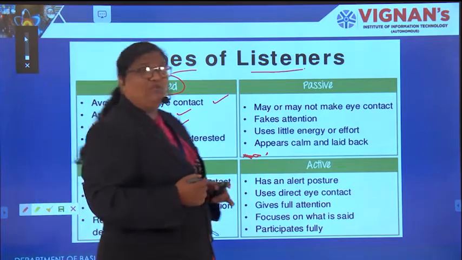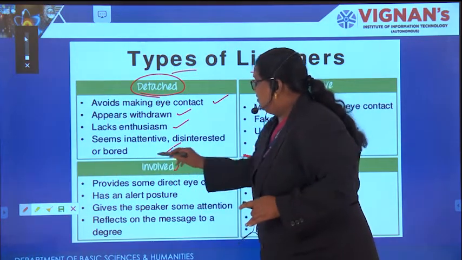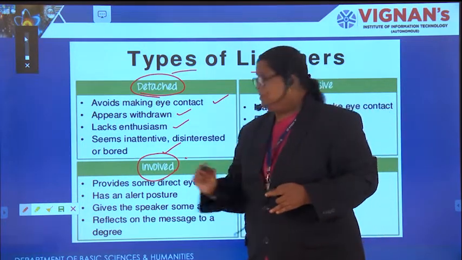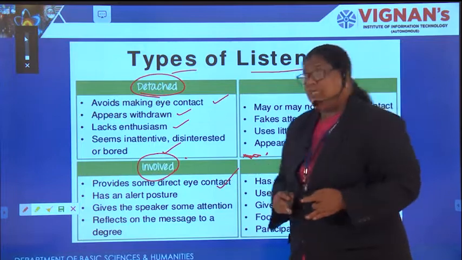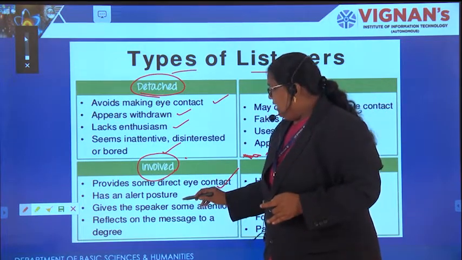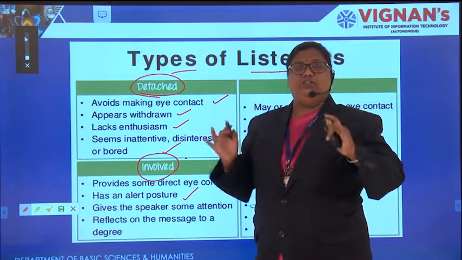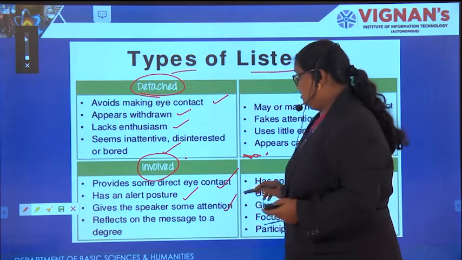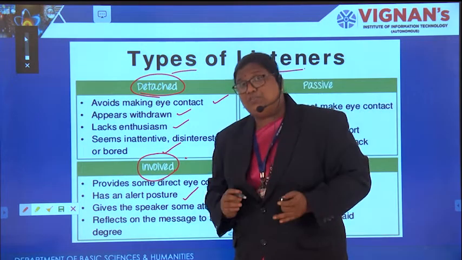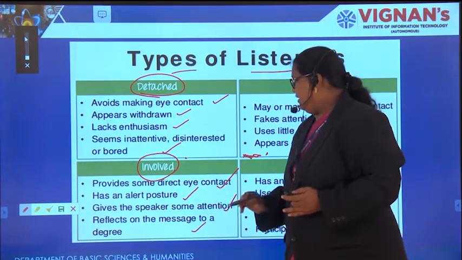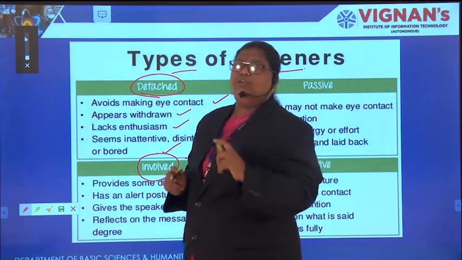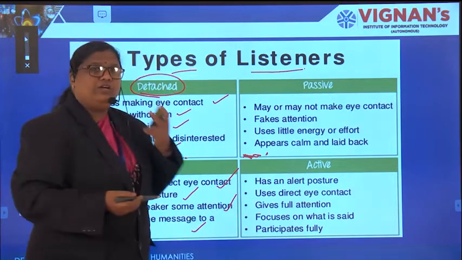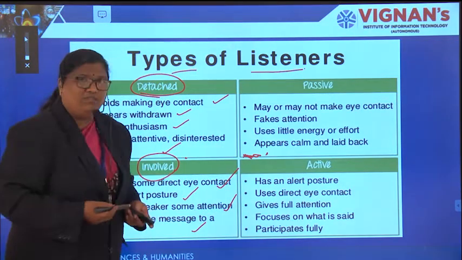And then involved. There are a couple of listeners who are very much involved. They provide some direct eye contact and have an alert posture. You can make out by seeing their posture and sitting style that they give the speaker some attention. They give attention to the speaker and reflect on the message to a degree. Whatever message they have got, they give feedback. So you can make out that they are involved.